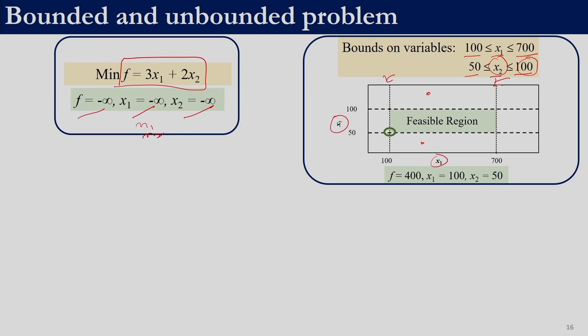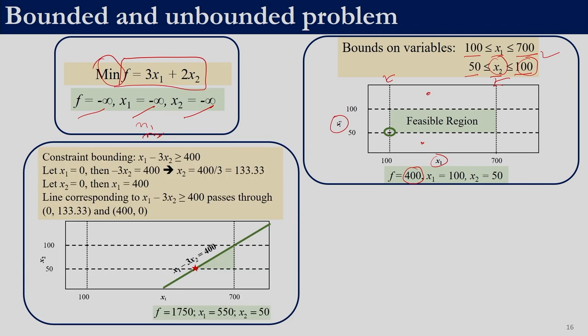In this case, the objective function 3x1 plus 2x2 will have a minimum value of 400 at this point. Any other point you calculate inside this entire feasible region, you would see that it has an objective function value which is actually greater than 400. Since we are looking at a minimization problem, the least value that we can have for this problem with these constraints is 400.